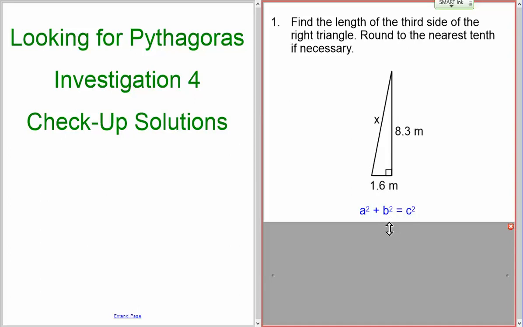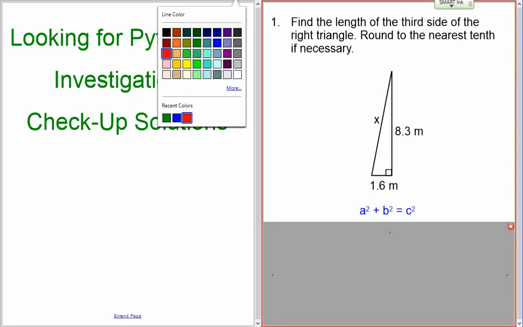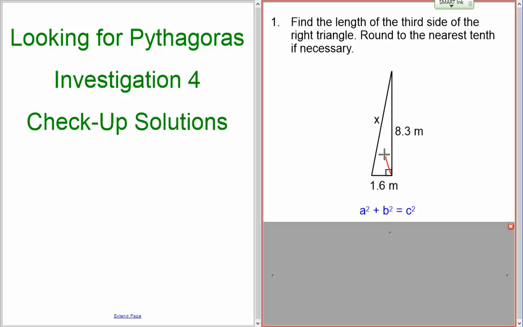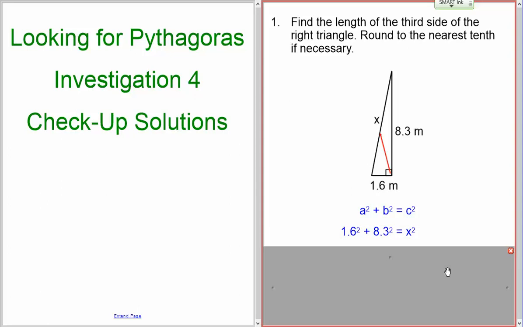Remember that in the Pythagorean theorem, A and B represent the legs and C is the hypotenuse. That's the side across from the right angle. So here's the right angle. That's the side across. That makes X the hypotenuse in this case. So here's the way we're going to plug things in. 1.6 squared plus 8.3 squared equals X squared.